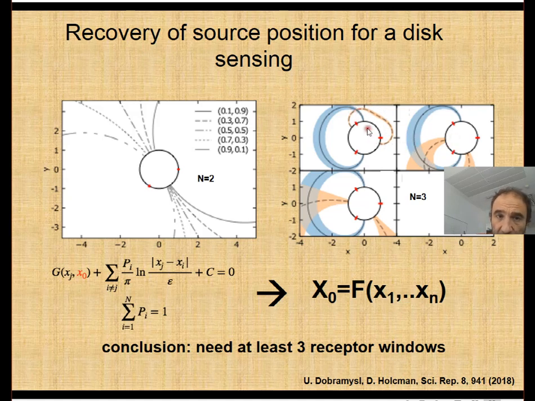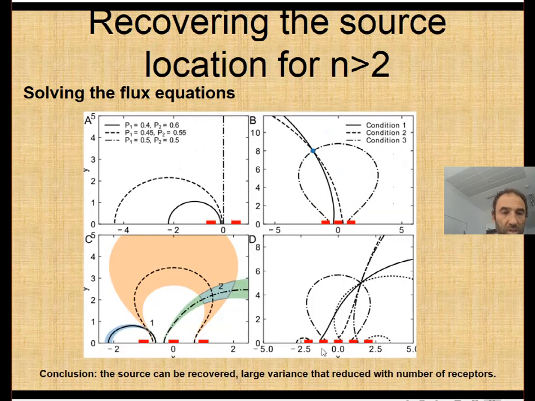And as you can see, it depends on the source position. So the message, as we discussed in the review, depends on 3 receptors. And so you can see here again the example. With 2 you don't find anything. You need the intersection of these trajectories. With 3 windows you can. This is an example here.